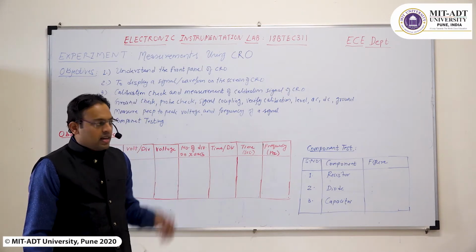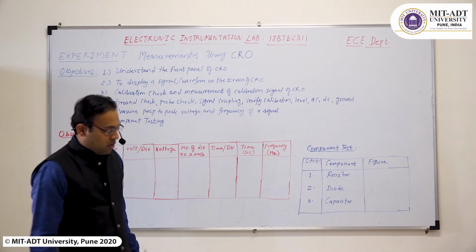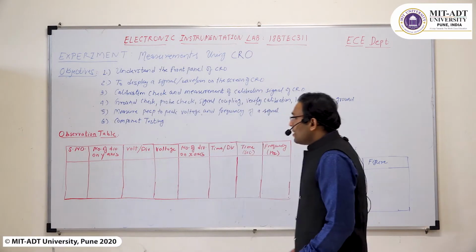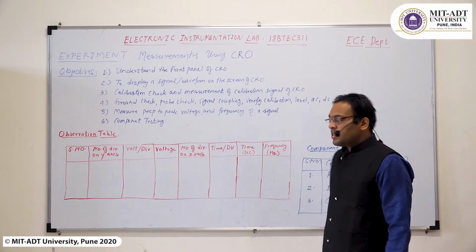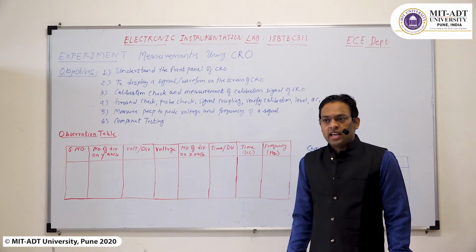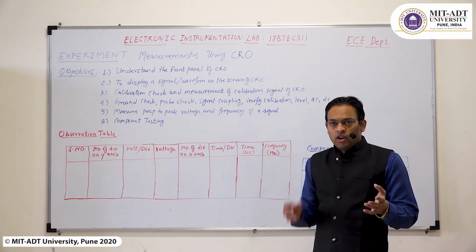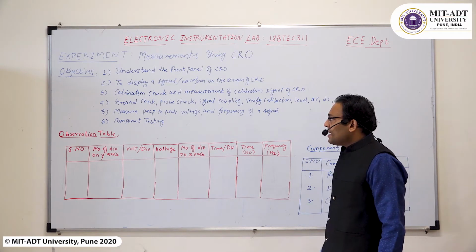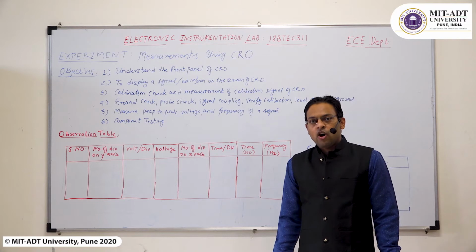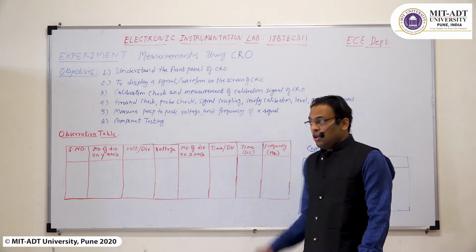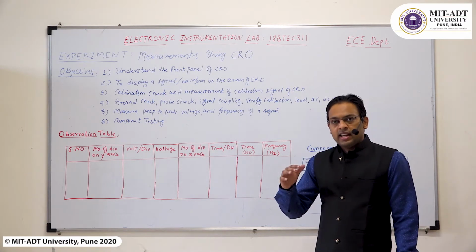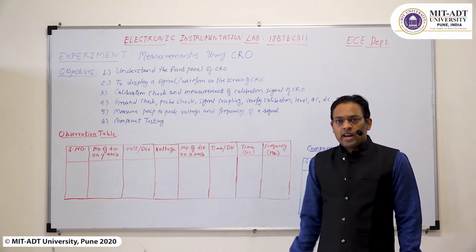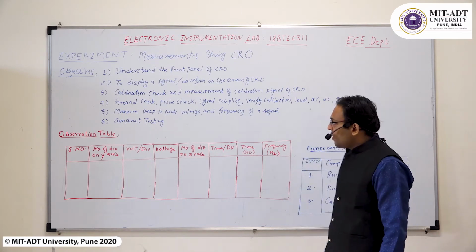So let us take the objectives of the CRO. In this experiment, the first objective is to understand the front panel of the CRO. We will understand all the knobs and buttons given on the front panel and their functions. The second task is to display a signal or waveform on the screen of the CRO. Here we will display different signals like sinusoidal wave, square wave, triangular wave, etc. on the screen of the CRO.